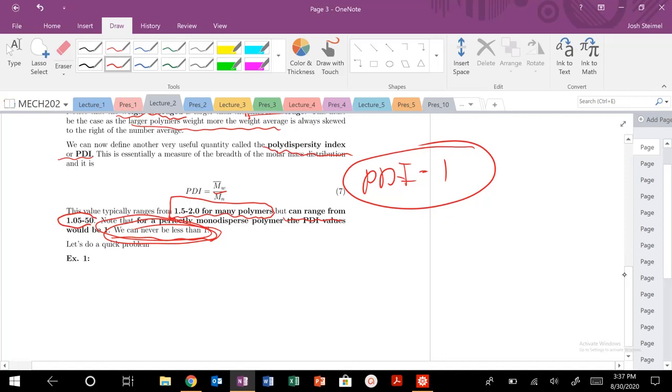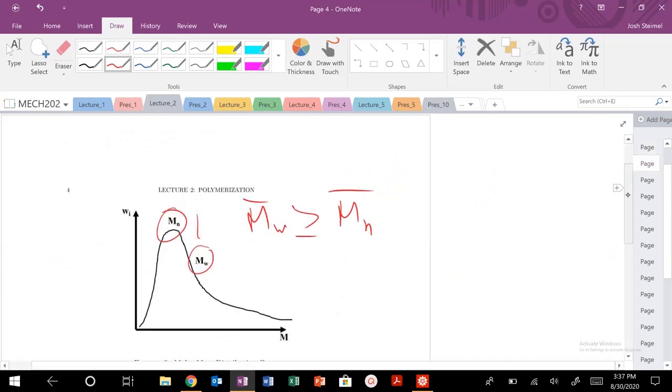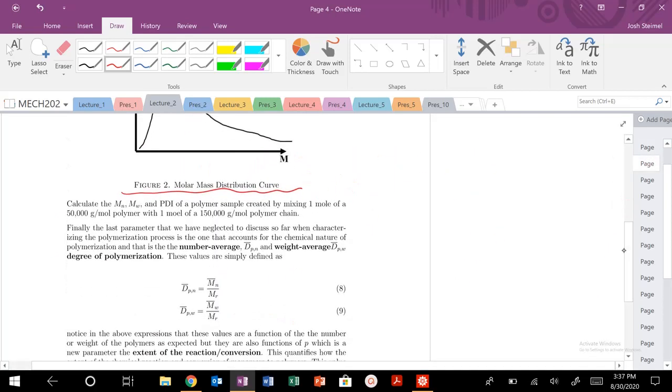So let's put this into an example and work through this together. I want you all to calculate the M sub n, M sub w, and PDI, those three properties, for a polymer sample created by mixing 1 mole of a 50-gram polymer with this polymer as well. So let's get to it.